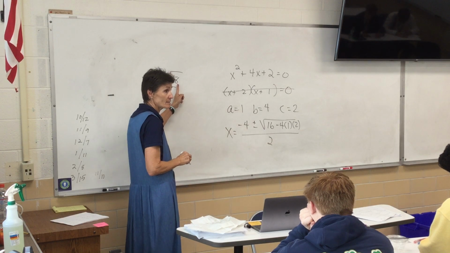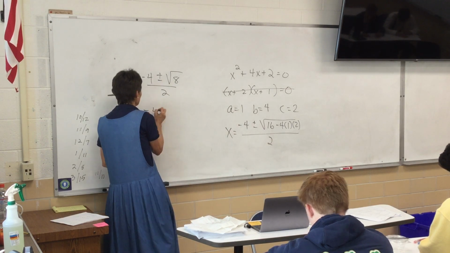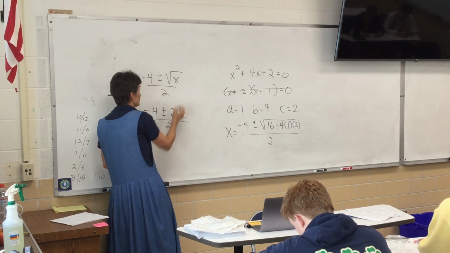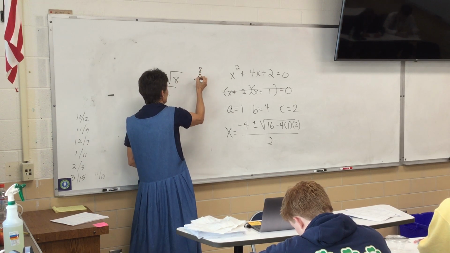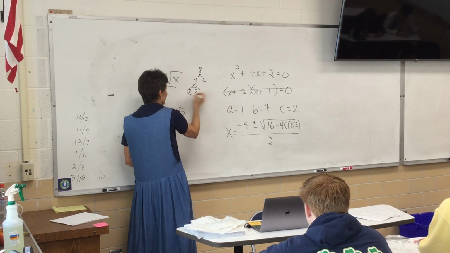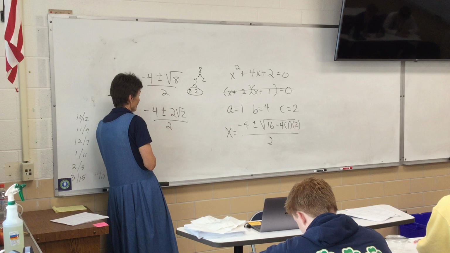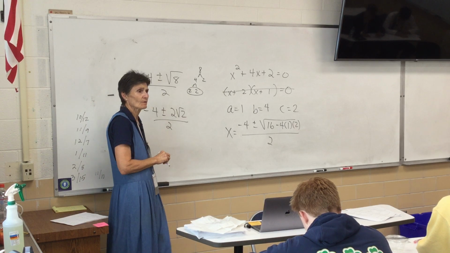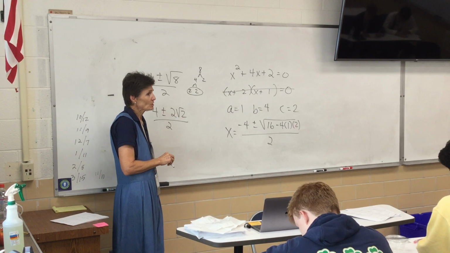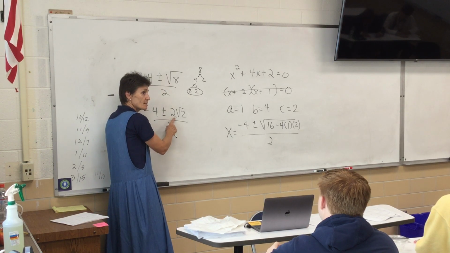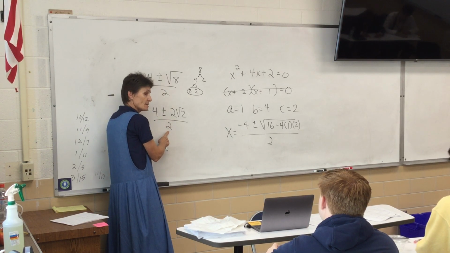8 simplifies, so negative 4 plus or minus 2 radical 2. Because 8 is 2 out, 2 in. What about that answer? You can simplify it. You actually can. Can I take a 2 out of both of these? Yeah. So they can cancel with this 2?